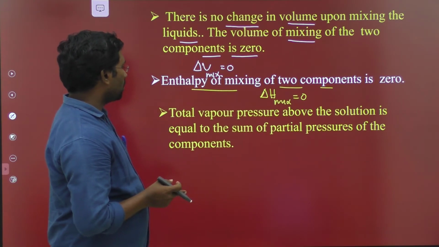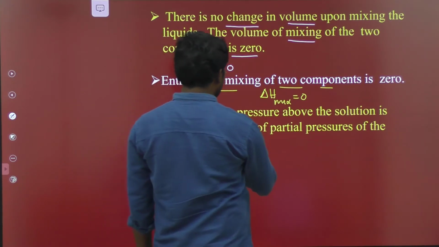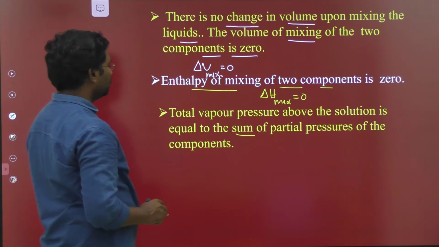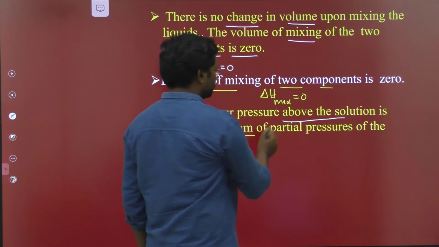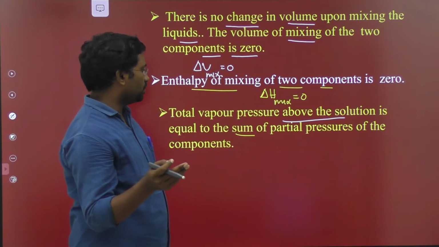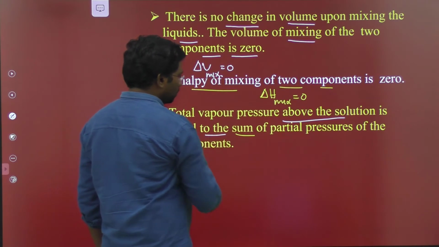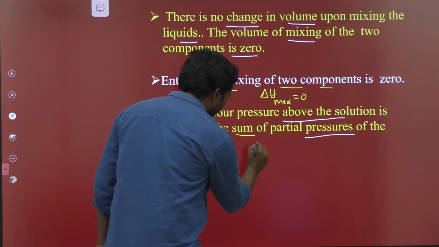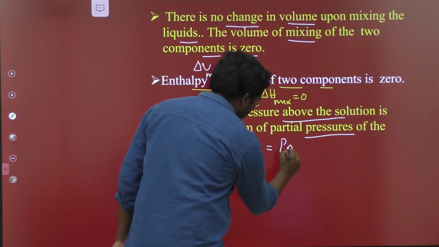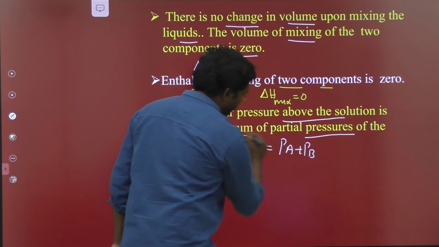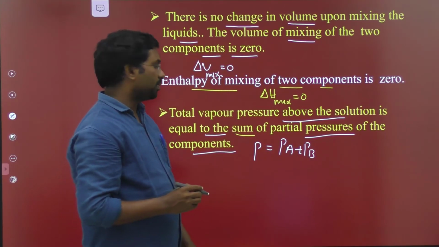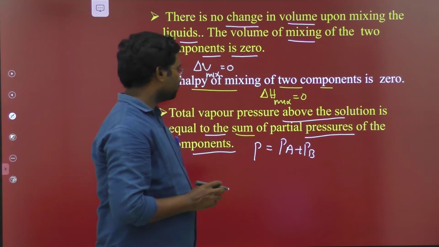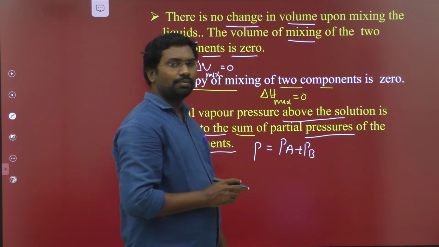And next, the total vapor pressure above the solution is equal to the sum of the partial pressures of the components. This is another important point. The vapor pressure possessed by the solution is always equal to the sum of the partial pressures of the components. For example, P is equal to PA plus PB. Here P is the total vapor pressure exerted by the solution, PA is the partial pressure of component A and PB is the partial pressure of component B.